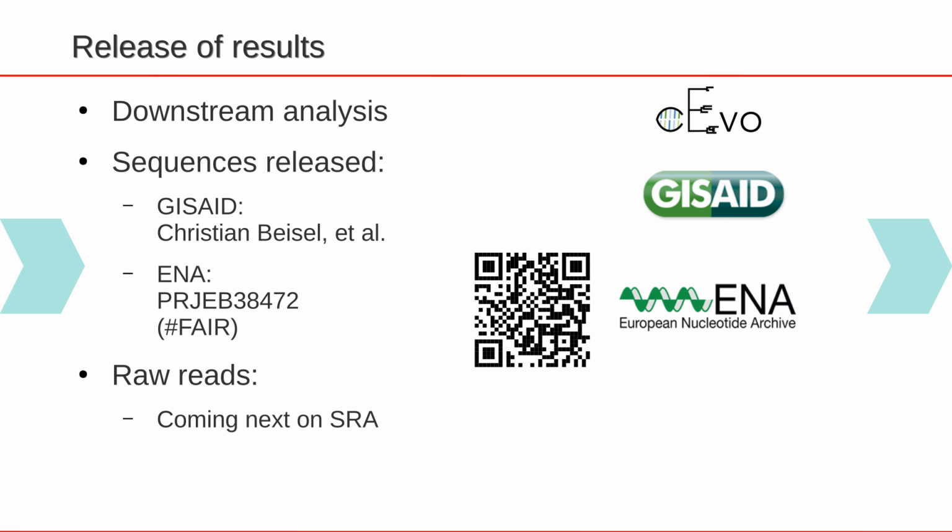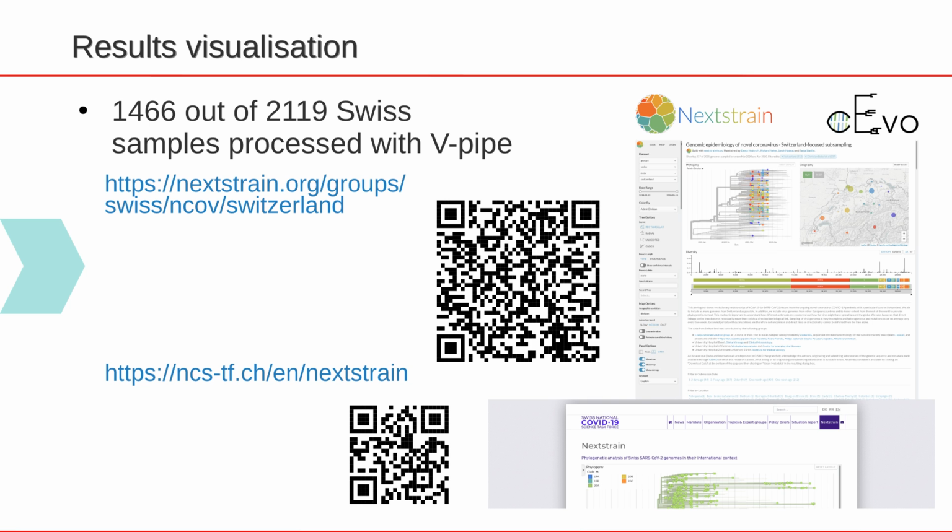The consensus sequences are then made available to the computational evolution group for downstream analysis. The sequences are released through GISAID and also on the European Nucleotide Archive under project PRJEB38472. The raw reads will be available soon on the Sequence Read Archive under the same project. This open release enables NextStrain to draw a phylogenetic tree of the sequences found in Switzerland. Currently, 3/4 of the Swiss samples visible there have been processed by VPipe.